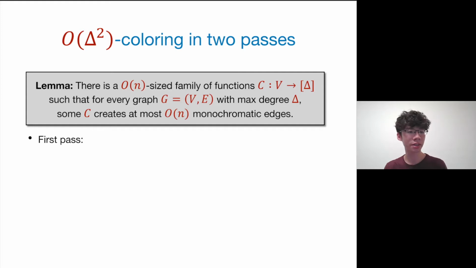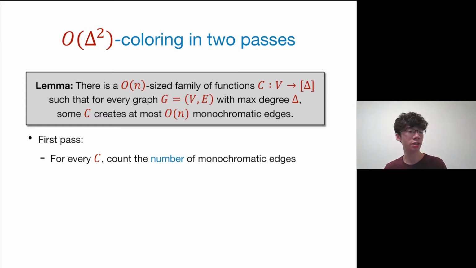get the coloring. So in the first pass, what you can do is, for every coloring in this family, count the number of monochromatic edges. There's O(n) coloring functions, and counting the number of them uses log space, so it's perfectly fine. In the second pass, you can fix the coloring C with at most O(n) monochromatic edges from the lemma. And the reason you can do that is because you just counted them, right? So you just take the least one.